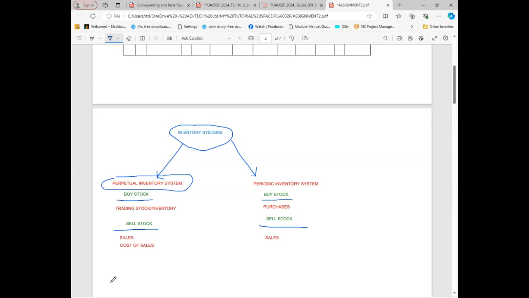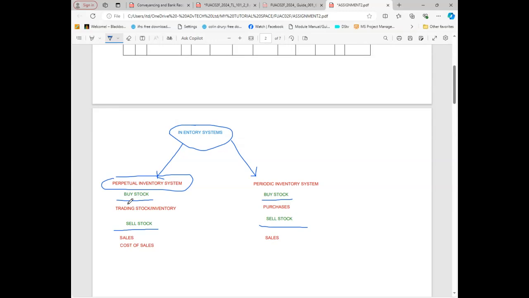Let's say you buy something for 500 and sell it at 600, like you said. Would the cost of sales be the 500 and the sales be the 600? Yes. You must show both cost and sales every time you sell. Are we together? Yes.